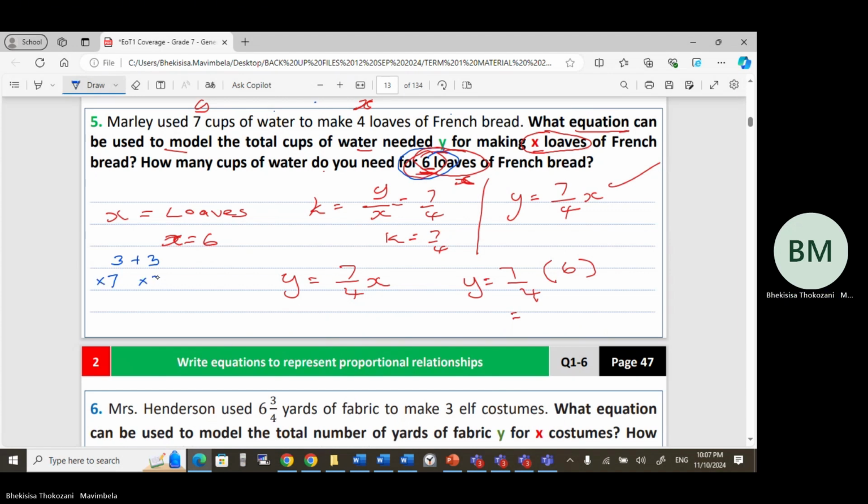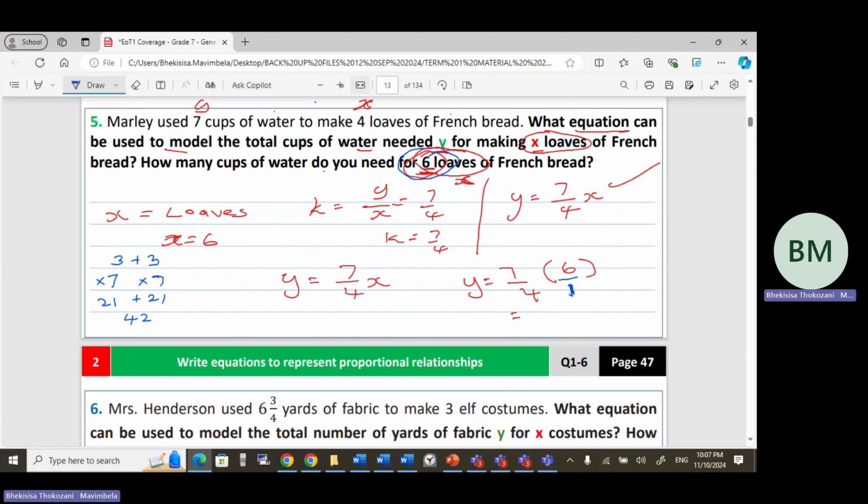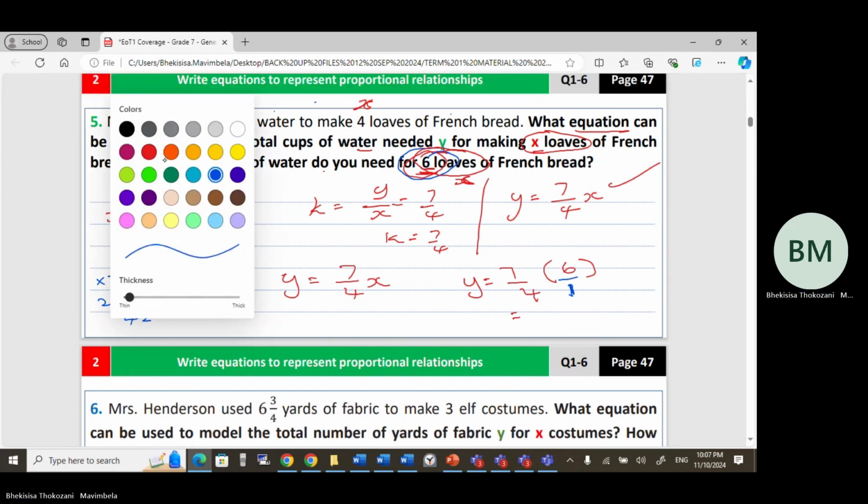7 times 3 will give us 21, plus another 21. So this will give us 42, right? So now it's easy. We know that 7 times 6 is 42. Okay. Make this one here over 1 to make your life easy when you're doing this multiplication.